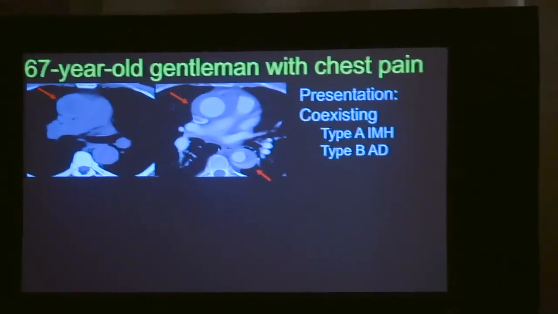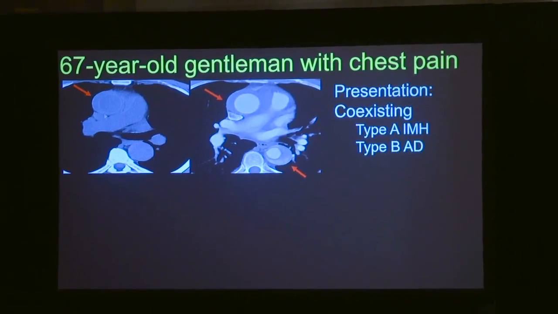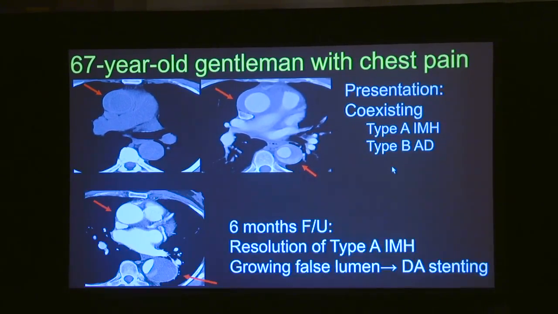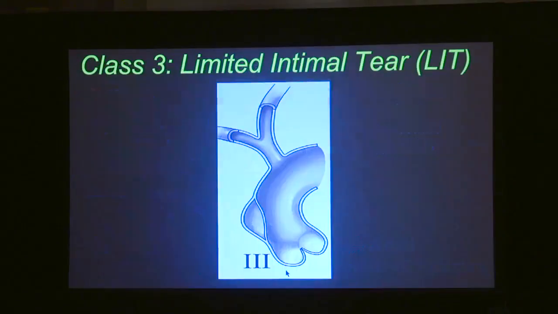This is an example of a 67-year-old gentleman with chest pain. Imaging reveals a type A intramural hematoma and a type B dissection, and 6-month follow-up imaging shows the regression of the type A IMH and the increase in size of the false lumen of the type B dissection, and this patient subsequently had stenting.